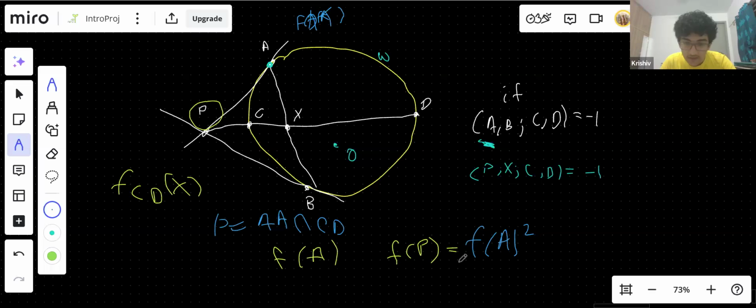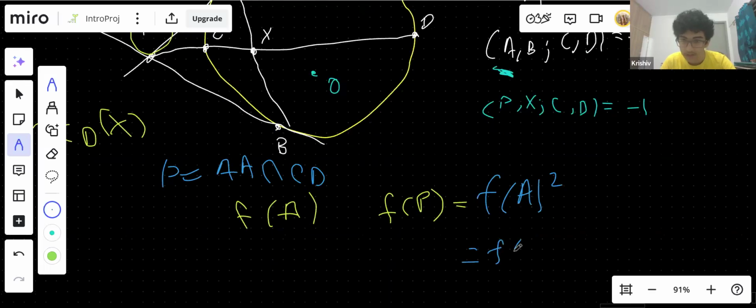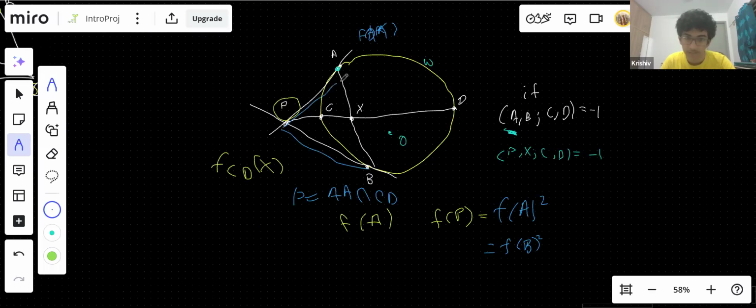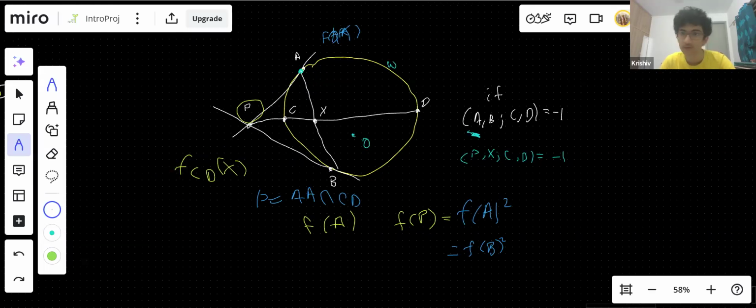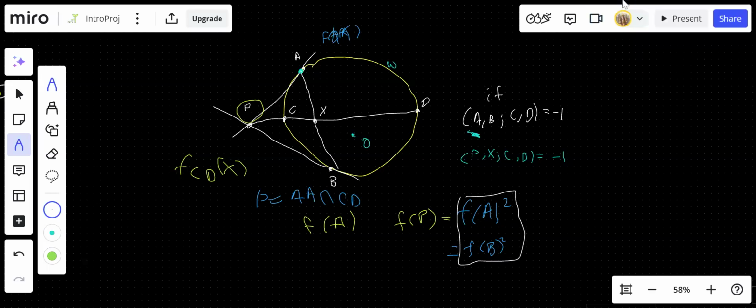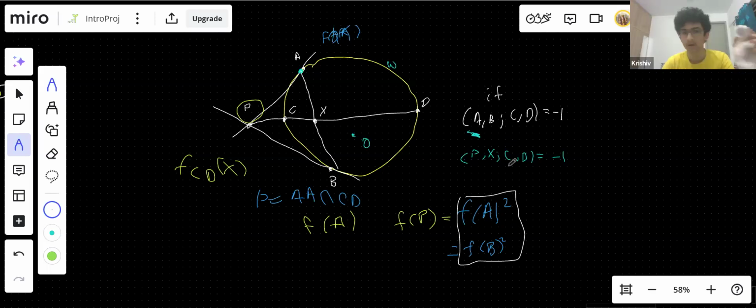So since this is f of a squared, this is also f of b squared, because p is the intersection of the tangents, right? This and this. But now, can anyone finish? Can anyone finish? F of P is F of C into F of D. Have I made a mistake? No, no, no.